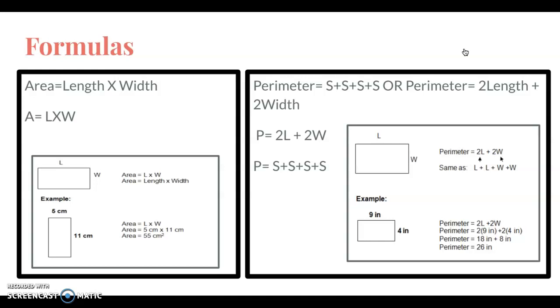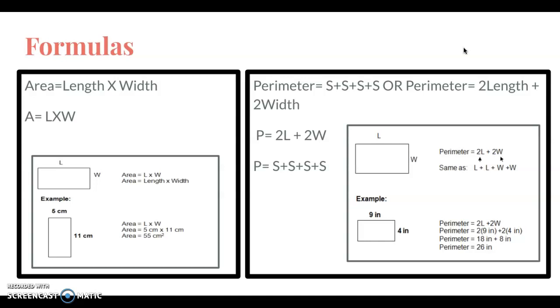Formulas. For area, we are going to be using the formula length times width, or A equals L times W. Below you will see a graphic of how the formula can be used, and then you will also see how the area formula is used with numbers plugged in.